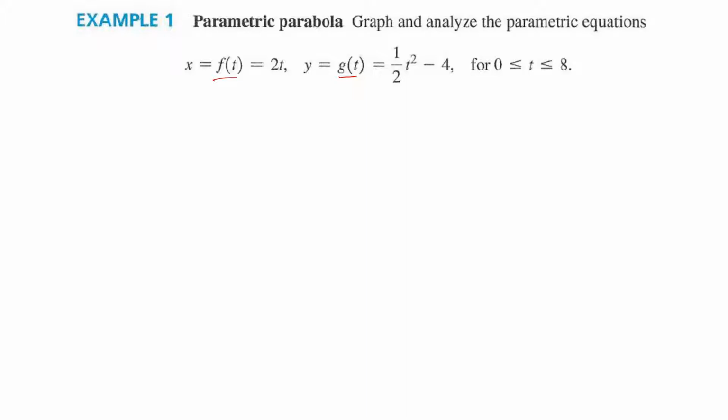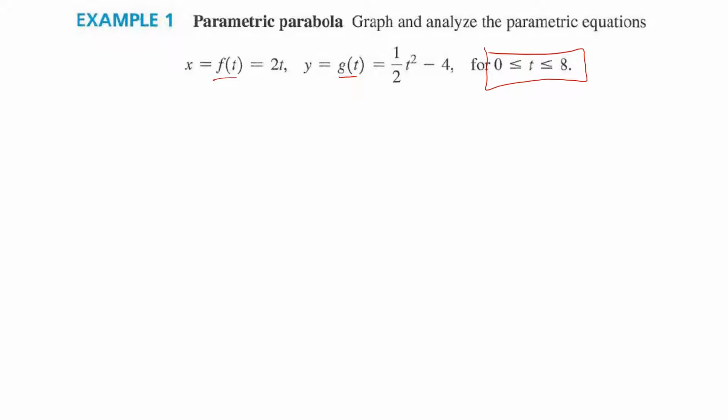And then we have a window, a range for t. t is just going to go from 0 to 8, at which point it will stop. Generally speaking, t will stop.